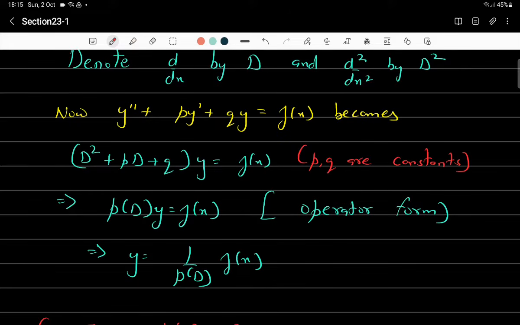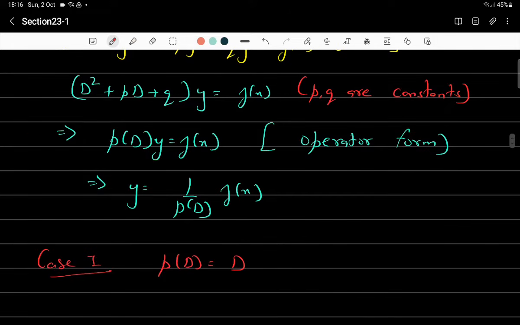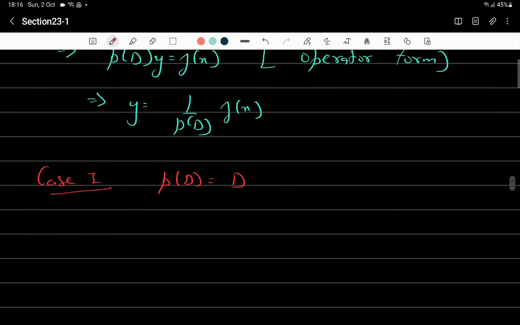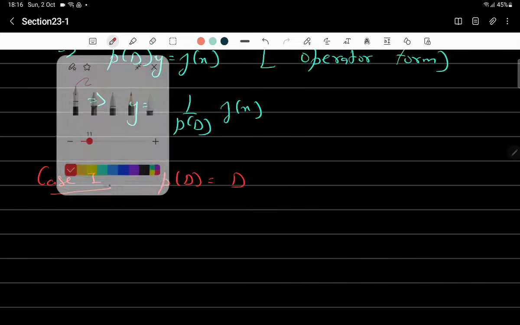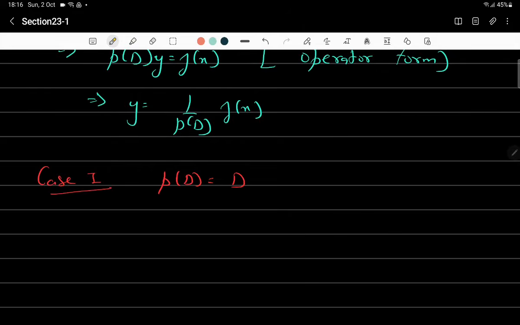Things would be clear how it works, but we'll first see two special cases which we are going to use very frequently. One is if P of D is equal to D. What will happen in that case? Your y would be 1 by D f of x. D is d by dx, which means 1 by D is simply the integration of f of x dx.